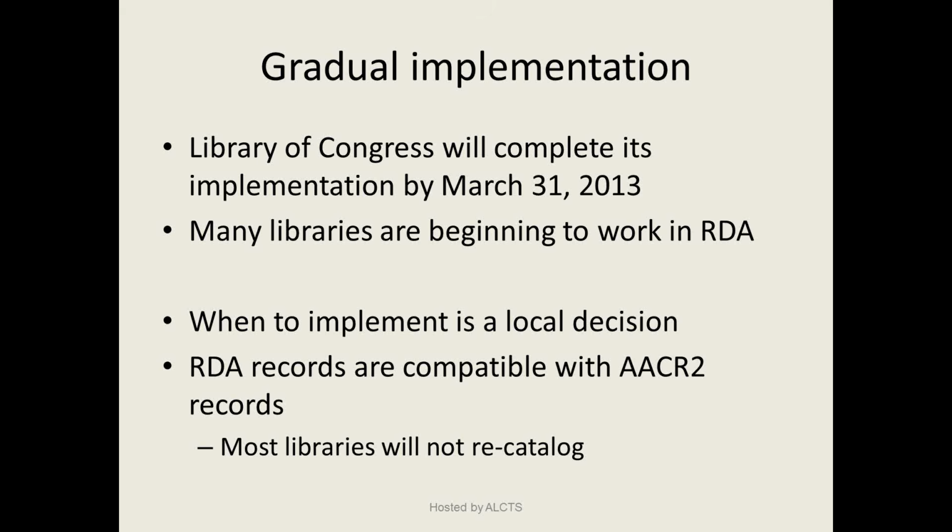Still, every library can decide when or if they will implement RDA. The reality is that many libraries in the US rely heavily on LC for catalog records, so it is likely that we will see a definite shift toward RDA implementation this spring. But it will be a gradual transition for most libraries. There are probably RDA records in your catalogs now. They are compatible with existing records, and most libraries do not plan to recatalog older records. At my library, we have just over 1,000 RDA records in our catalog at this point.